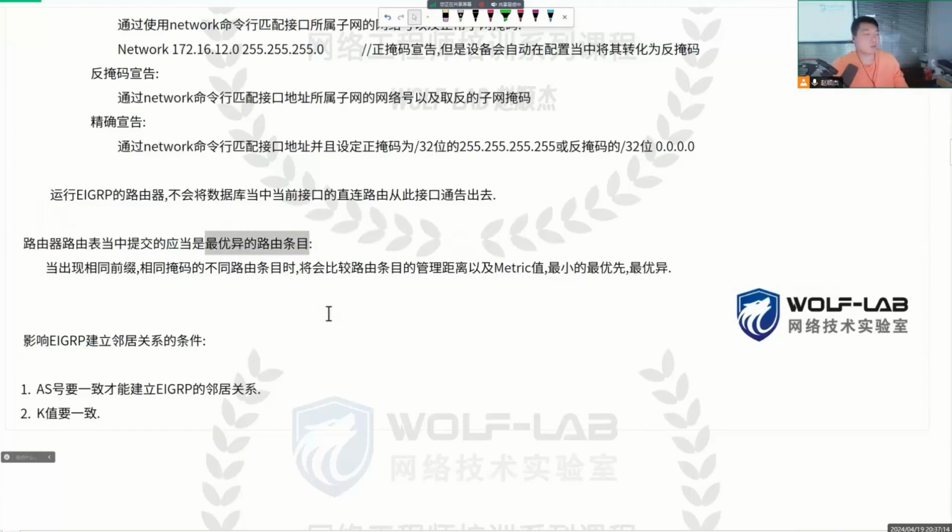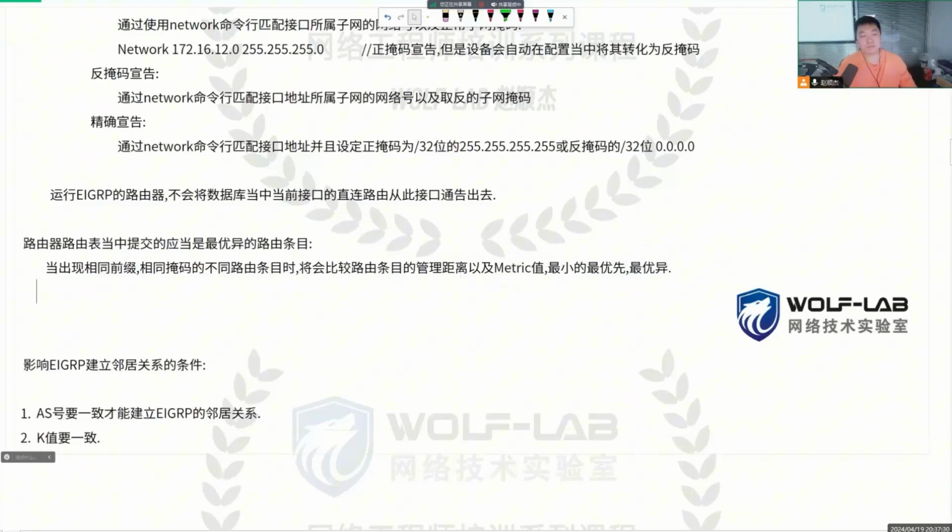Then what is the administrative distance? You can understand it as the priority of the routing protocol. The smaller the value, the higher the priority. Each different routing protocol has its corresponding priority. Let's take an example.